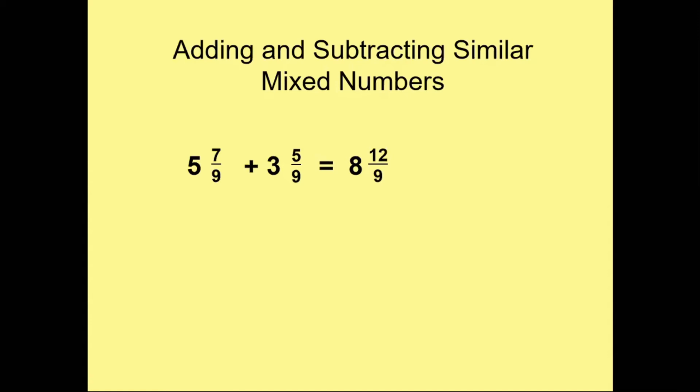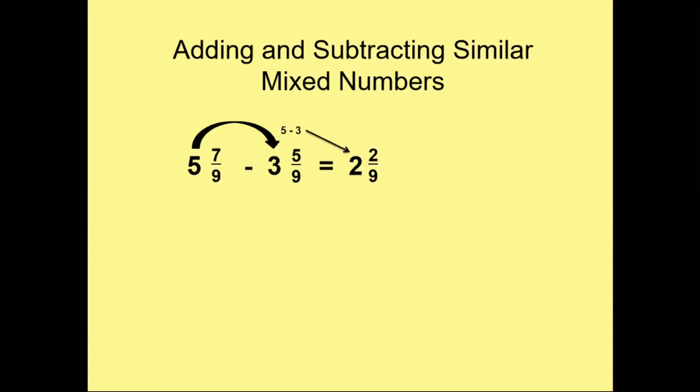Since 12 over 9 has a common factor, 12 and 9 have 3 in common. That's why you're going to divide them to get the lowest term. 12 divided by 3 is 4, 9 divided by 3 is 3. So you have a new mixed fraction, which is 8 and 4/3.